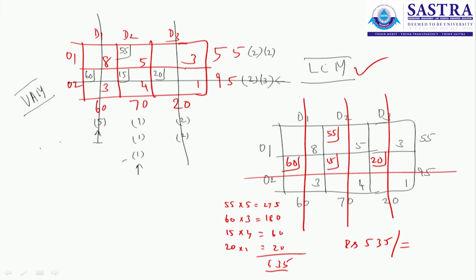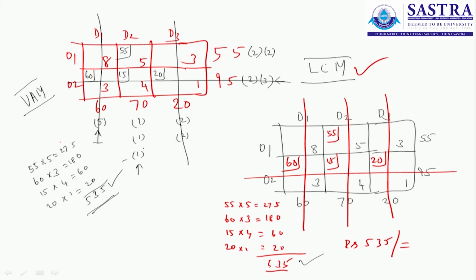Now what is the total cost with respect to Vogel's approximation method? 55 into 5, then 60 into 3, then 15 into 4, then 20 into 1. Now what is the total cost? 275 here, 180 here, 60 here, then 20 here. Now 535. So what we have from the least cost method, we are having the same thing in Vogel's approximation method.